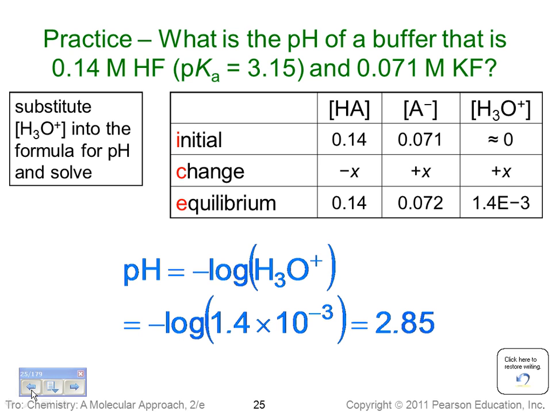So instead of 1.4 times 10 to the minus 3, you'll have a slightly different value. Change, you'll get a slightly different pH. But this is how you solve the problem, which is exactly what we did for the first part of our time here.